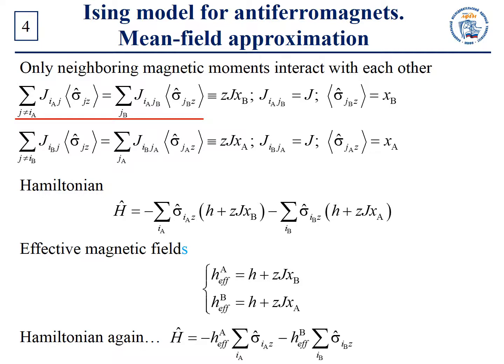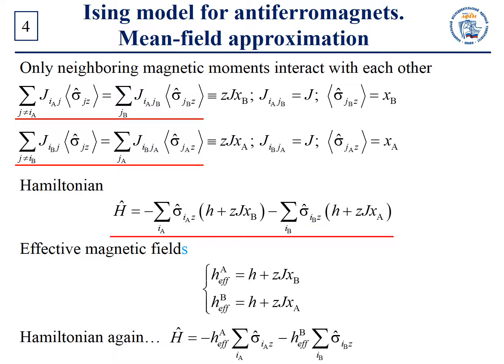Analogously, we obtain the following equality, where the mean value of operator sigma jAz is equal to xA. It is the mean value of magnetic moment projection in A sublattice. Therefore, we have two different order parameters, xA for A sublattice and xB for B sublattice. Finally, for our Hamiltonian, we obtain the following form.